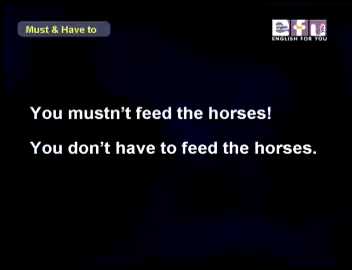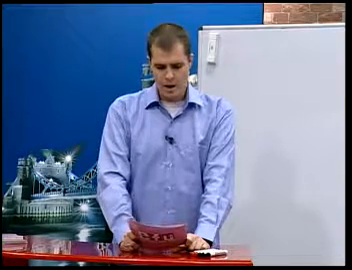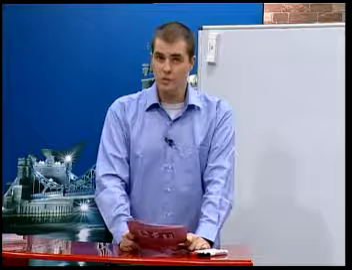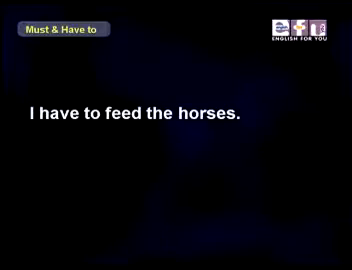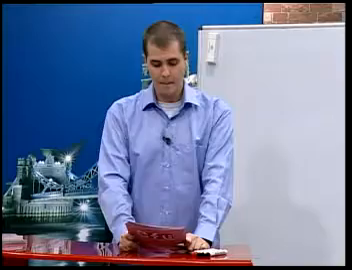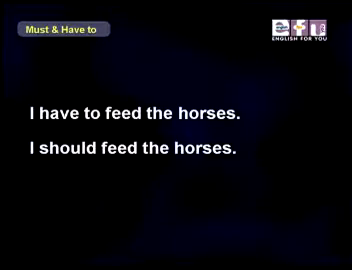And you don't have to feed the horses is a different meaning. This means it's not necessary. So you mustn't feed the horses, no choice. You don't have to feed the horses, you have a choice. Okay, must, have to, and should have different meanings. I have to feed the horses means that feeding the horses is very important. I have no choice. I should feed the horses. This means that feeding the horses is a good idea, but I don't have to feed the horses.